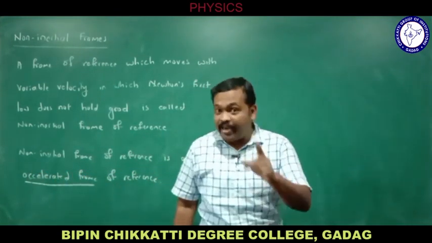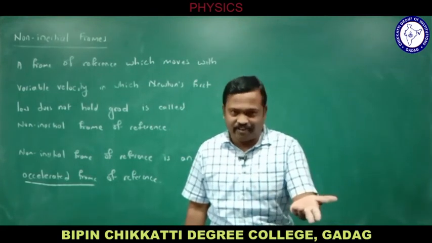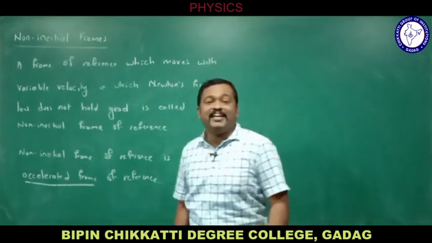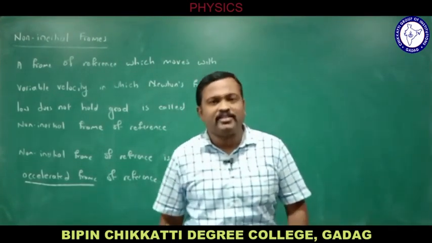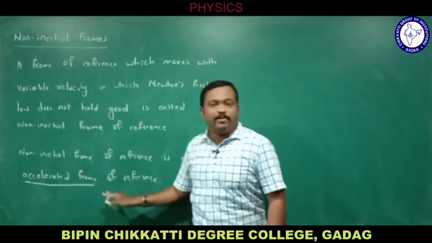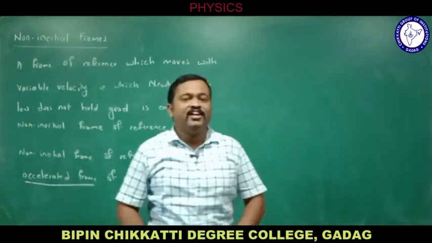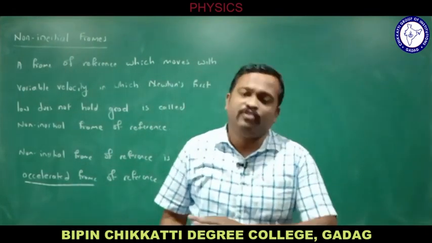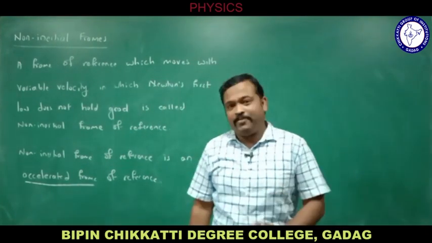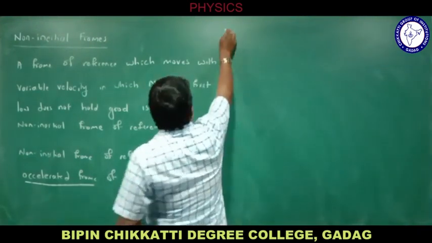I think you remember the inertial frame of reference was called an unaccelerated frame of reference, right? So here it is called an accelerated frame of reference. So we can call a non-inertial frame an accelerated frame of reference. It is a frame of reference in which the law of inertia does not hold good. The law of inertia is nothing but Newton's first law, which will not hold good in this frame, so this frame of reference is called a non-inertial frame of reference.